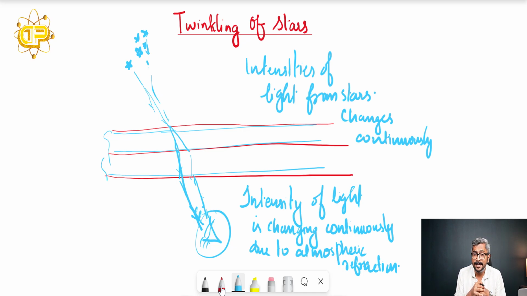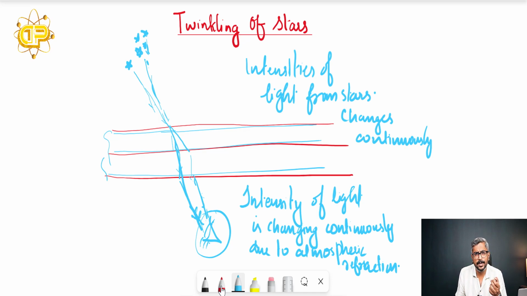And one more thing is that as the star is far from Earth, it is considered as a point source. So the light is coming from a point source. As a result, the apparent position also changes, and we can also see that the intensities are changing due to the changing atmosphere as well as the change in atmospheric refraction.